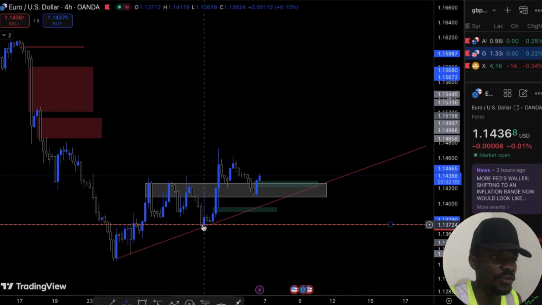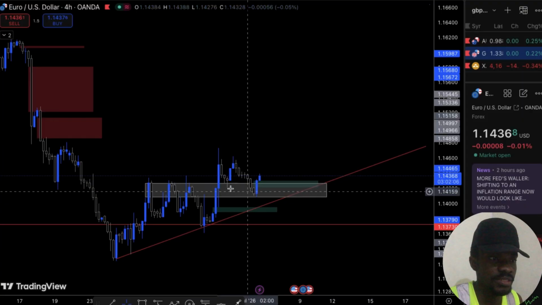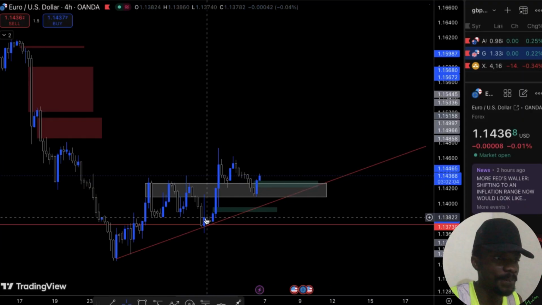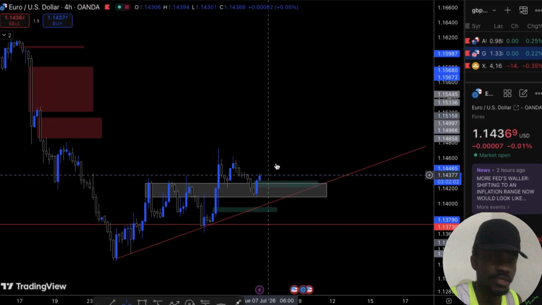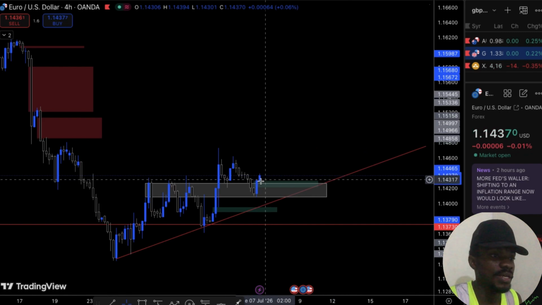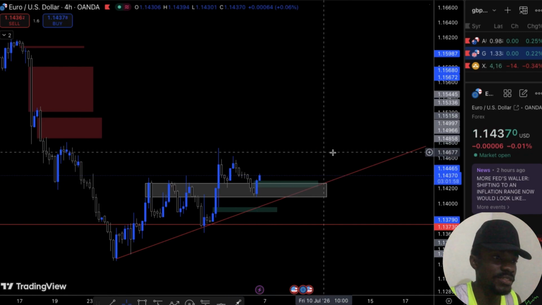But when you don't get the fair value gap, that is when you look for something like this, something that I've drawn here. So we got the fair value gap and the market keeps on moving. So yeah, that is how it is. That is the simple trend line strategy.